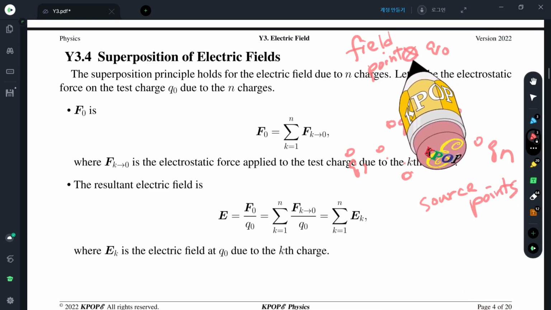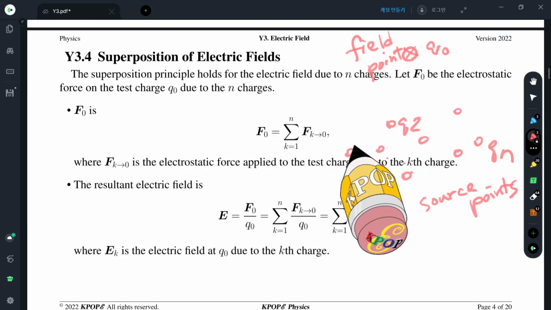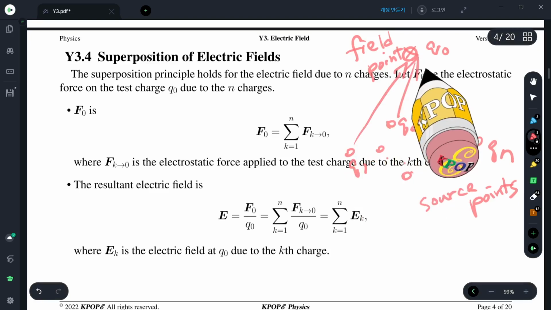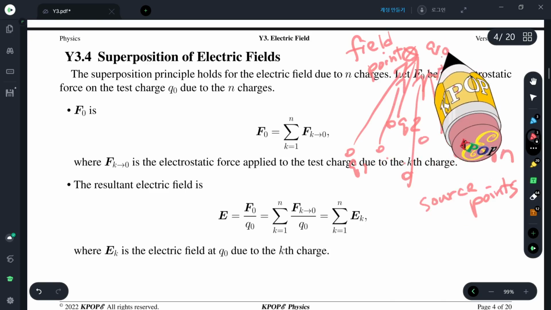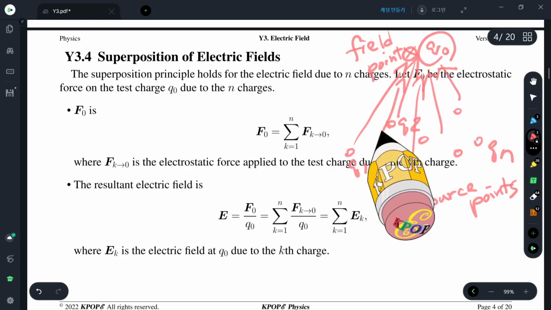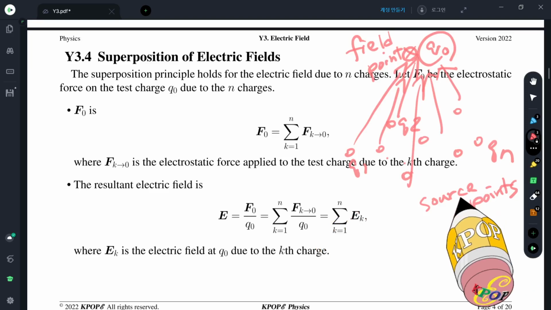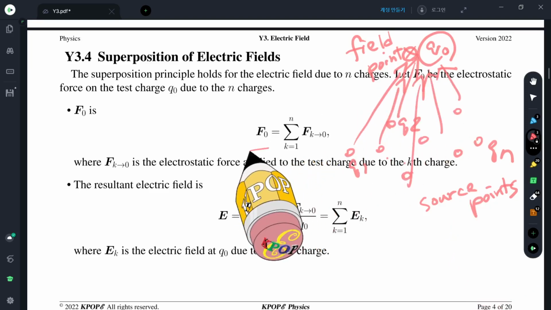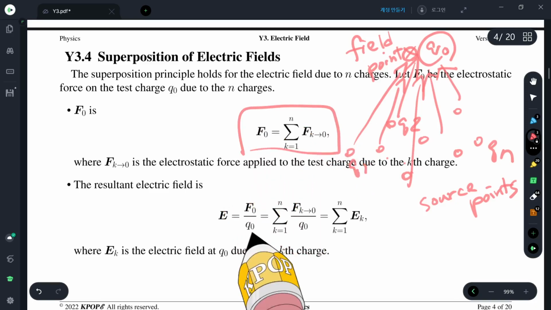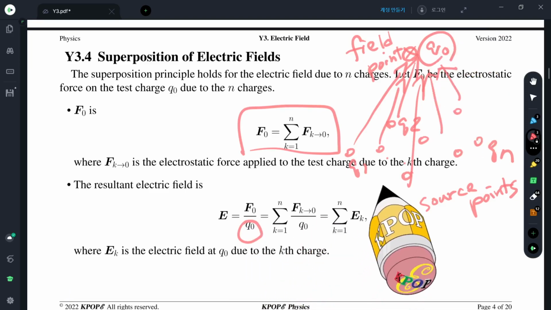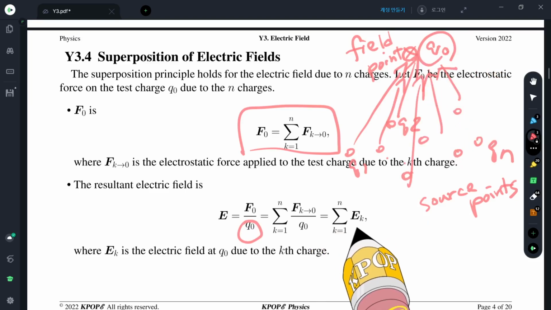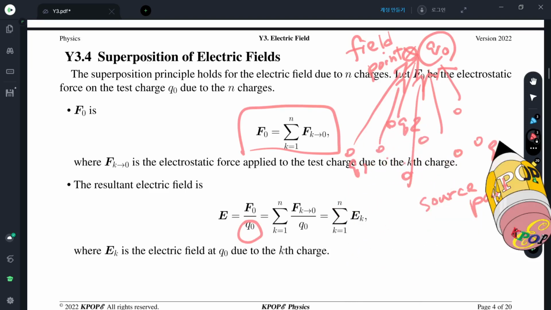The electric field at a single field point is to be computed by summing all of the Coulomb forces between Q0 and any one of the charge distribution. At the end of the day, we divide both sides by the test charge Q0. Then you will find that the net electric field is the vector sum of the electric fields due to every charge.